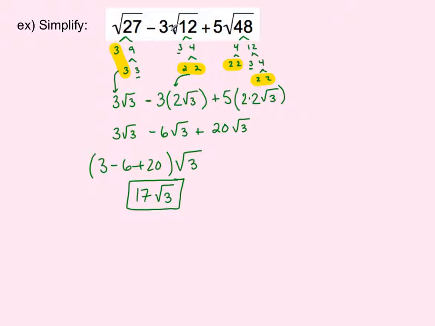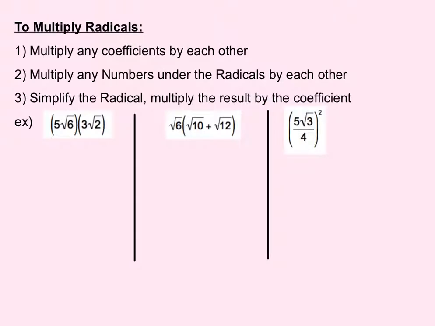So simplify, don't forget those coefficients. Very easy mistake to make, but they make a big difference on your answer. And then from there, multiply anything out in front, clear your parentheses, combine the coefficients, keep the radical. Not so bad. Next thing we need to talk about is how do we multiply radicals.